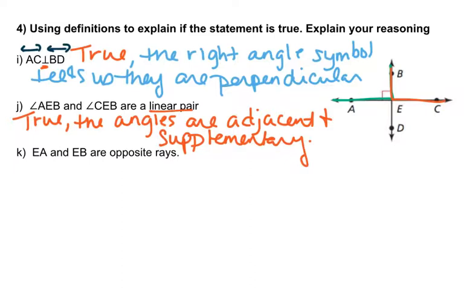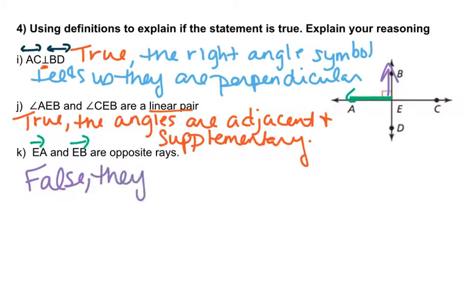Okay, now let's talk about ray EA, and let's draw a ray symbol. Again, Google Docs won't let me do that. So EA and EB are opposite rays. EA is right here, and EB would be right here. Those are obviously not opposite rays, so this would be false because they're not going in opposite directions. In order for them to be opposite rays, they would have to be on the same line, and they are not on the same line.